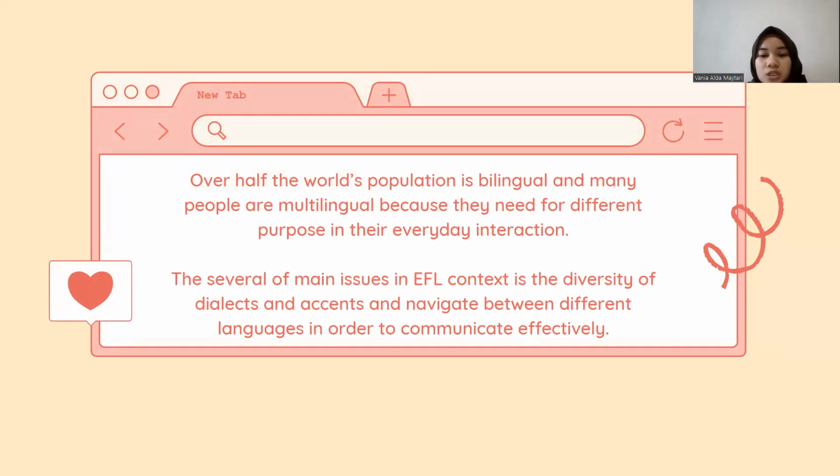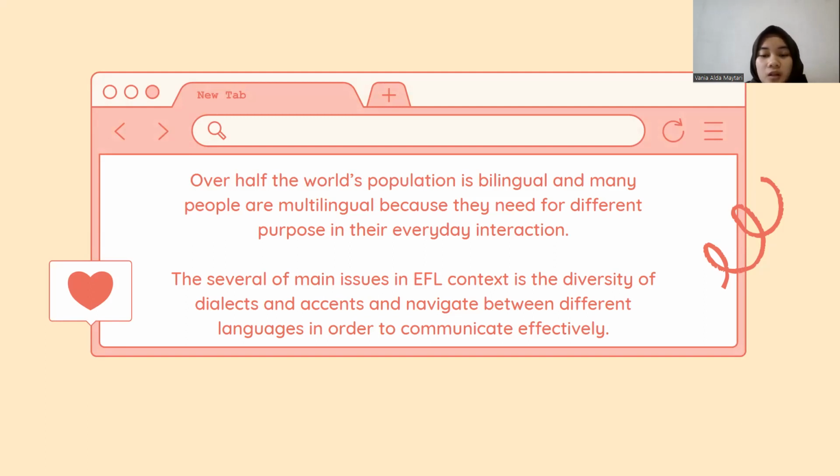linguistic and cultural challenges. Several of the main issues in the EFL context are the diversity of dialects and accents, and the need to navigate between different languages in order to communicate effectively. As we know, English has many different dialects and accents, which sometimes make learners have difficulty understanding English. To avoid this situation, the learner should practice listening and speaking more in different dialects and accents.